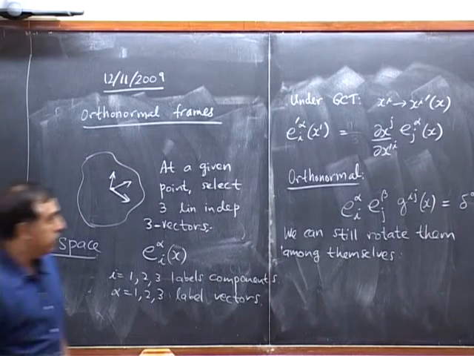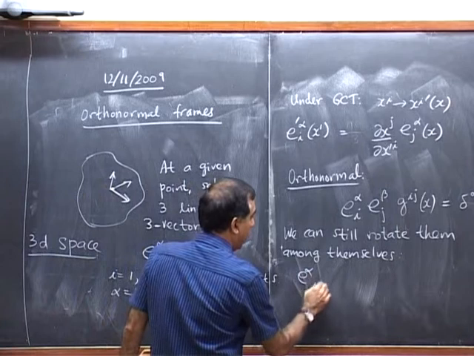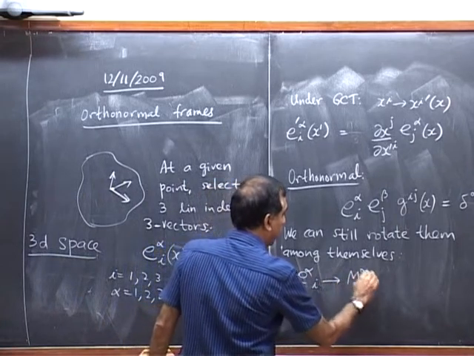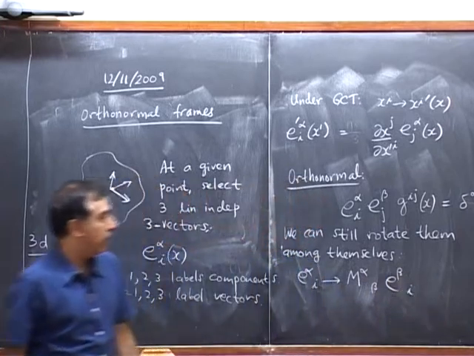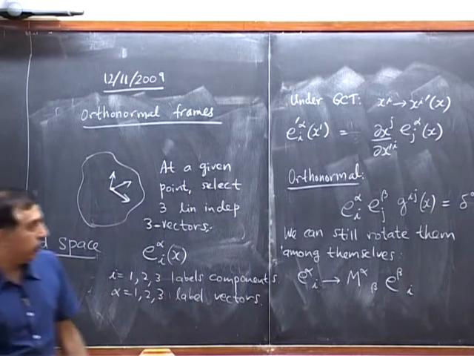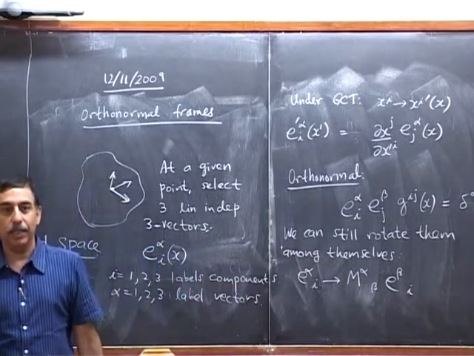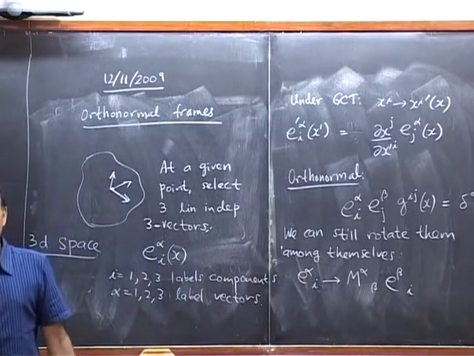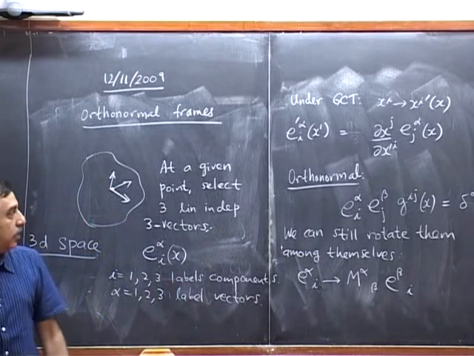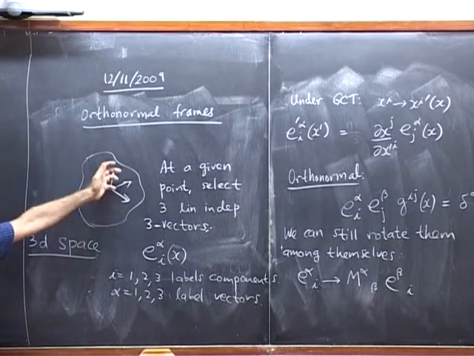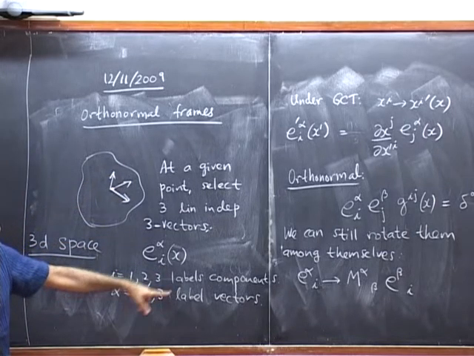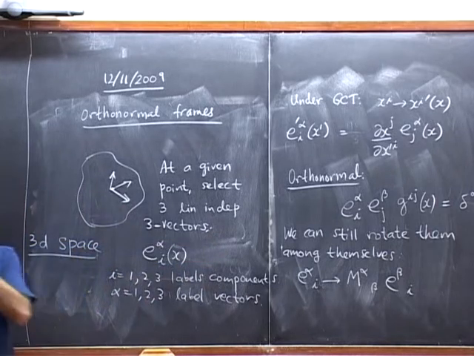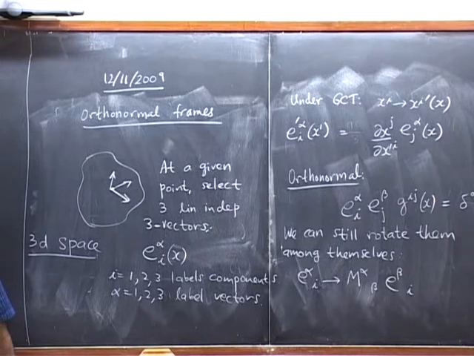Now that means I can send E_I^alpha to M^alpha_beta E_I^beta. Now for the first time I am carrying out an operation on this upper index, which is the label, because it's the label which I am rotating. I am not doing anything to the components of the vectors as far as the space-time is concerned. I am just rotating the definition among the 3 vectors. So the new vectors will be linear combinations of the old ones.